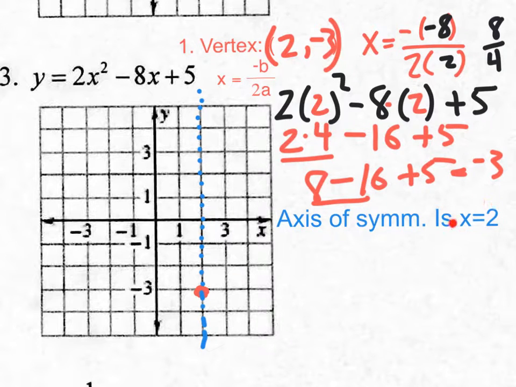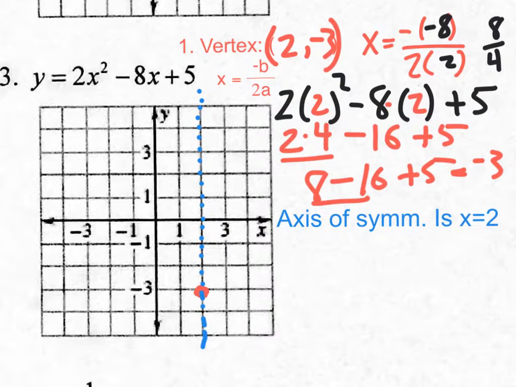So when they ask you for the axis of symmetry equation, it's not good enough just to write down the number 2. That's just a number. But when they say what's the equation of this line, well, you got to get a variable in there. It has to be x equals 2. Okay? Remember, x equals a number will be a vertical line. X equals 2 is a vertical line that passes at 2.